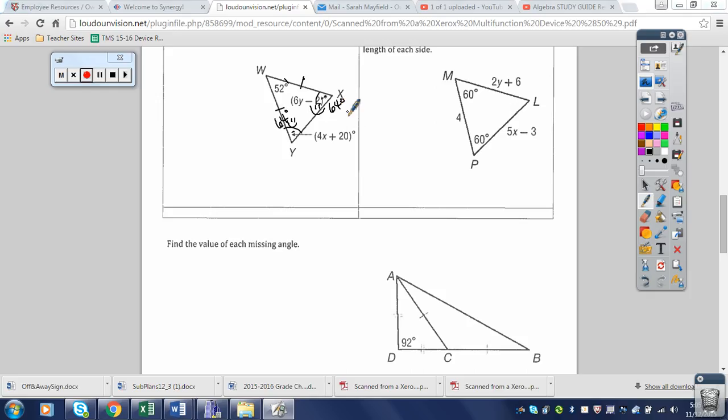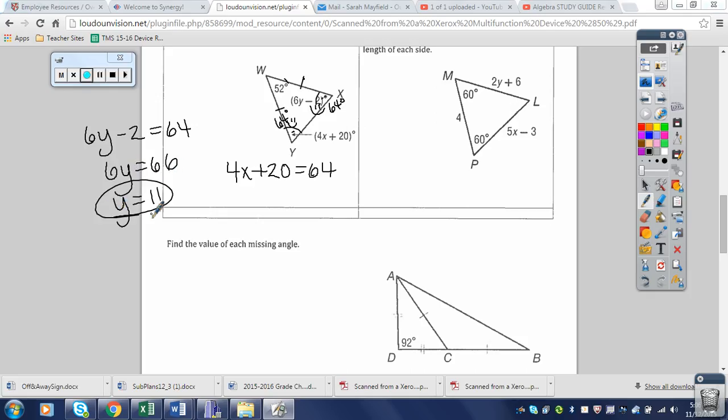All right, so I'm now going to set up an equation. 6y minus 2 equals 64, and 4x plus 20 equals 64. So you have 6y equals 66. So y equals 11. Over here, you subtract 20, so 64 minus 20, you get 44. So x equals 11.